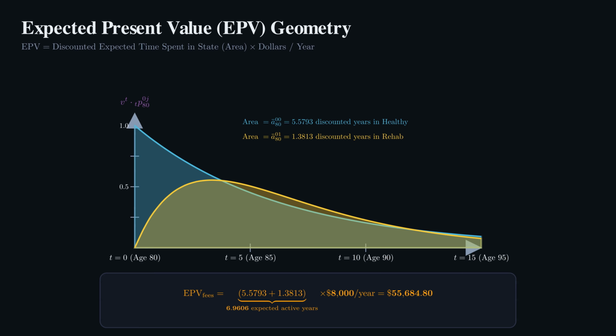Part C1 is the fee EPV. Discounted expected years healthy are 5.5793. Discounted expected years in rehab are 1.3813. Add those to get 6.9606 expected active years, times $8,000 a year. The official fee EPV is about $55,685.